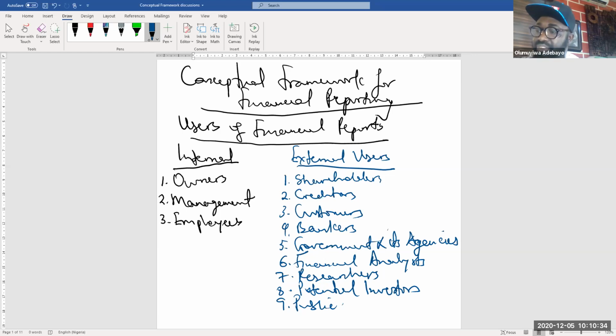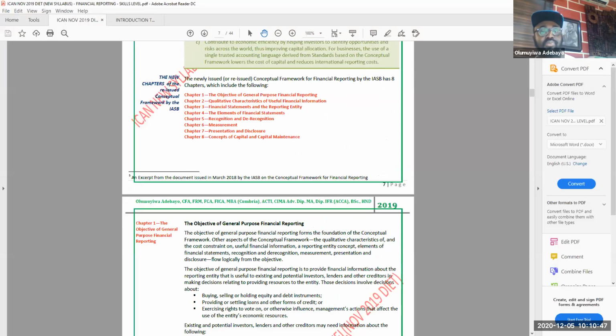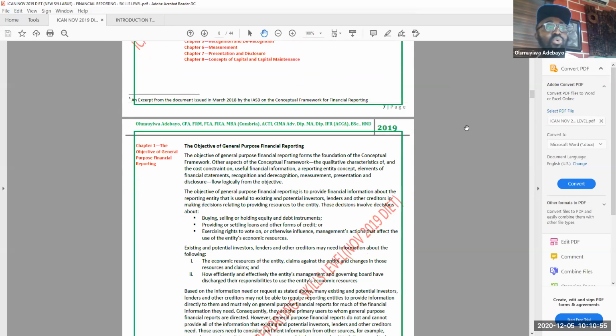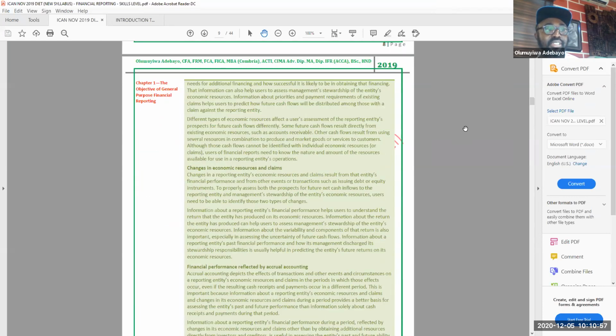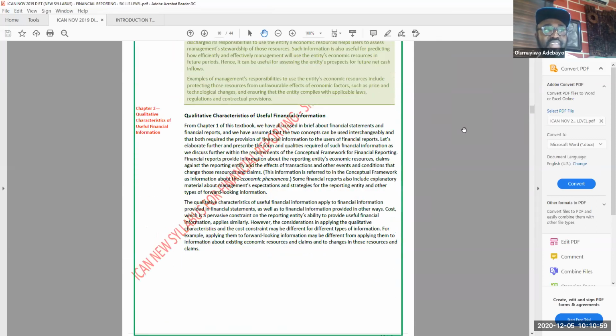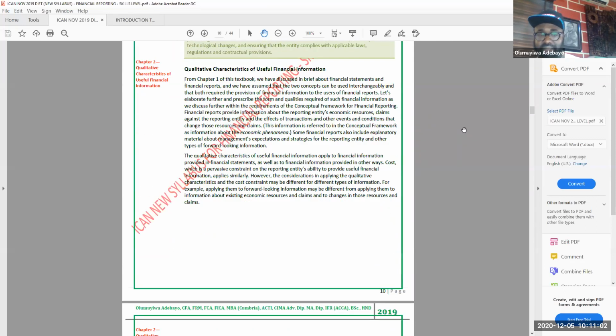The next chapter we move to is chapter 2. And what does chapter 2 entail? Okay, I'll be switching, and I think you could see it now. Chapter 2 talks about the qualitative characteristics of financial information. Now, what it simply means is this.